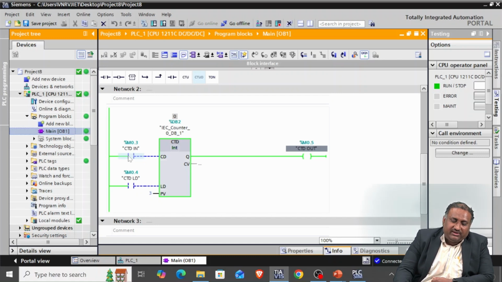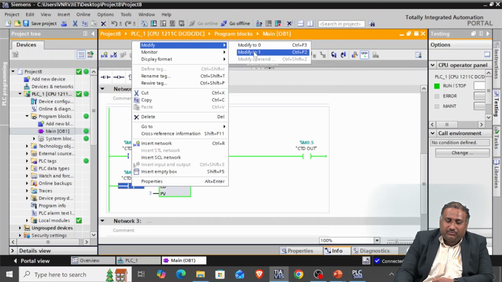Please remember carefully, in the down counter, first when we enable the load, the preset value will be transferred onto the cumulative value, and when the cumulative value is 0 or less than 0, the output will be high. That is how the down counter is programmed in the TIA portal software. So initially, the first thing that we need to do is load our preset value to the cumulative value. That is done by enabling the load option.